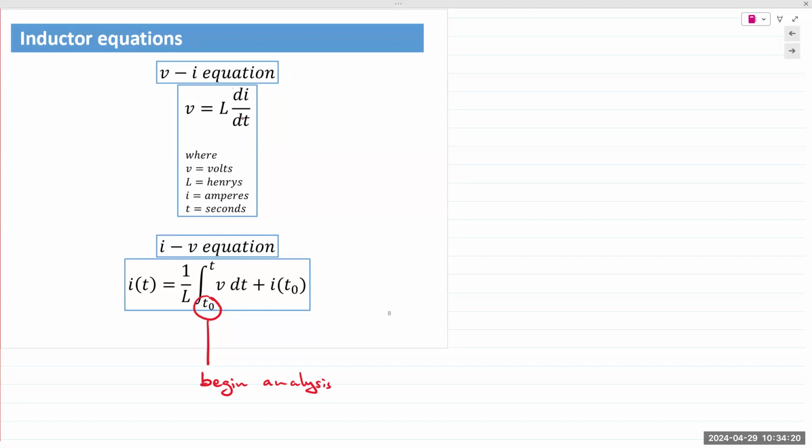The limits of the integral are specified with the variable T because the voltage and current are functions of time. If you remember from last class, energy is being transferred in and out of these components, right? Energy transfer cannot take place instantaneously. It takes a certain amount of time for the energy to be transferred into the inductor and out of the inductor. So the voltage and current have values that are functions of time.